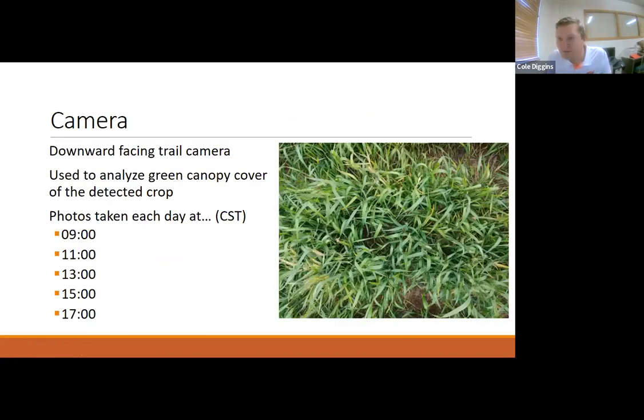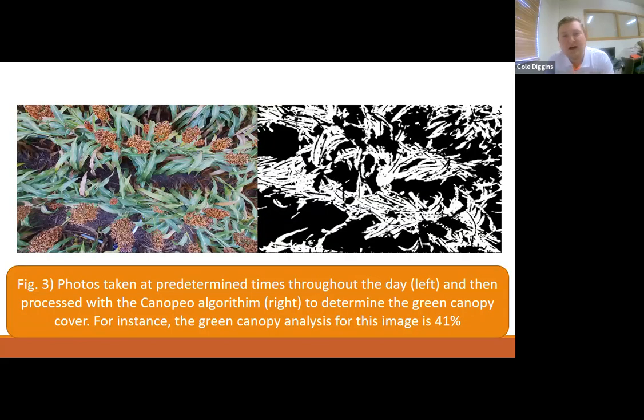So now that everybody's been scared of the math and tuned out on me, I'll try to get you back in here with some pictures. So we have our camera, which is a downward facing trail camera, which we use to analyze the green canopy cover. And I kind of talked about when those photos are taken, and it has its own internal cellular modem. So this is essentially how the camera works: it is sending us pictures that we then are processing using the Canopy algorithm developed by Dr. Ochsner and Dr. Patrick Nani at K-State, and we're using that Canopy algorithm to determine our overall green canopy cover. For instance, this picture had a green canopy of 41%.